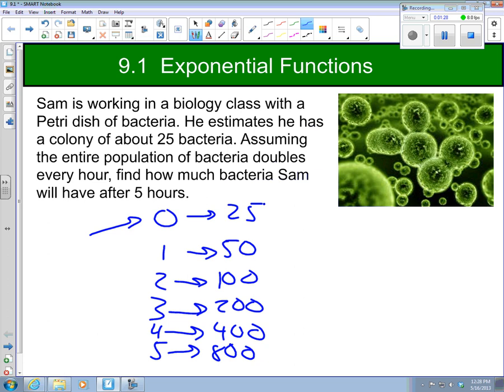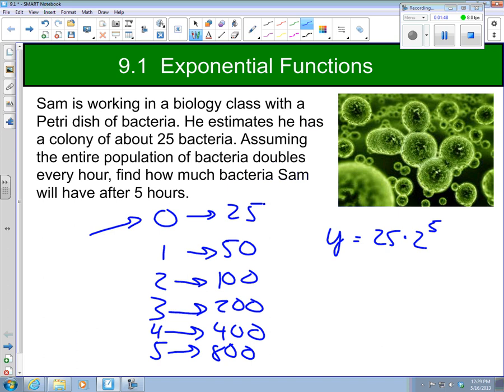One way you could look at the amount of bacteria in the dish is this. y equals, you're starting out with your initial amount, 25, but you're doubling it, so times 2 every hour. And in this case, it'd be 2 to the 5th power because you're multiplying by 2 5 times.